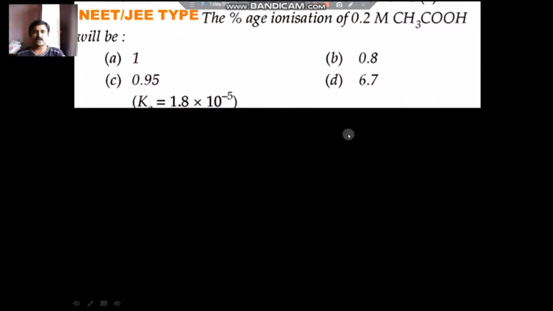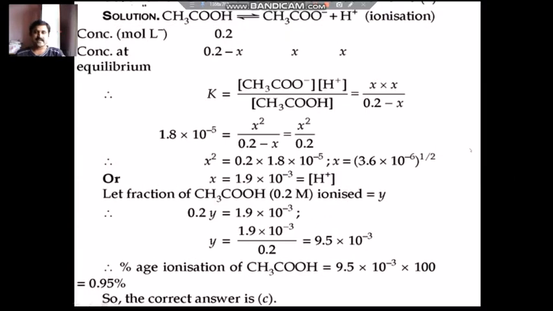See the next question. The percentage ionization of 0.2 molar acetic acid will be. There are 4 different options. Let us see how acetic acid ionizes into CH3COO minus and H plus. The concentration of acetic acid given is 0.2, and X considered as the extent of ionization means 0.2 minus X. Acetate ion will be X and H plus ion concentration will become X. Using this, you can find the equilibrium constant for this equation. We got X square by 0.2 minus X.